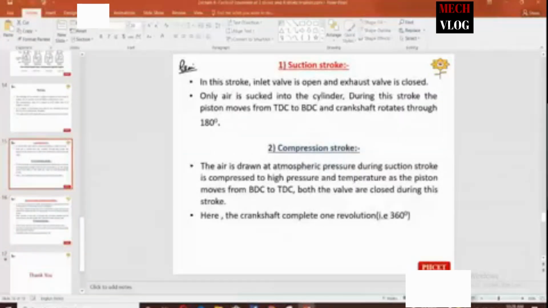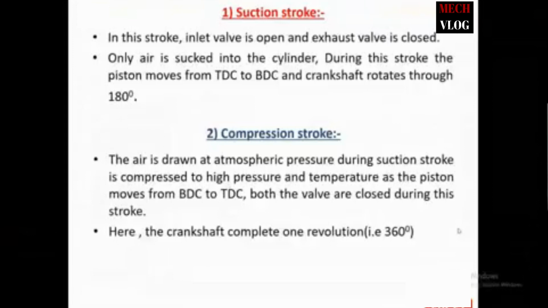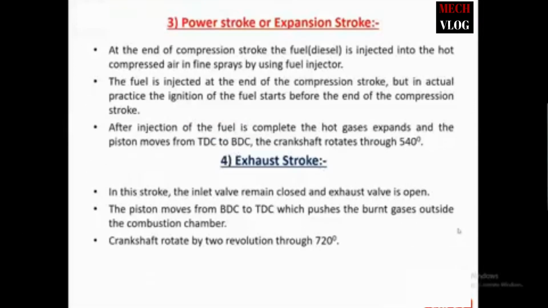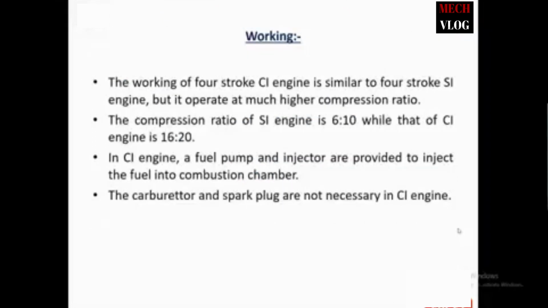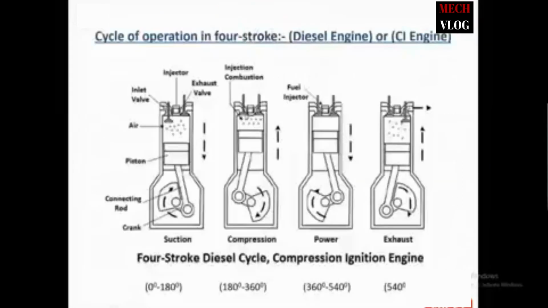So let's start the sections. The first one is the suction stroke, the second one is the compression stroke, the third one is the power stroke, and the fourth one is the exhaust stroke. In the suction stroke, the inlet valve opens and the piston moves from top dead center to bottom dead center. A proper amount of fresh air enters into the combustion chamber. In the compression stroke, the piston moves from bottom dead center to top dead center and compresses the air while the 2 valves are closed, at high temperature and pressure.